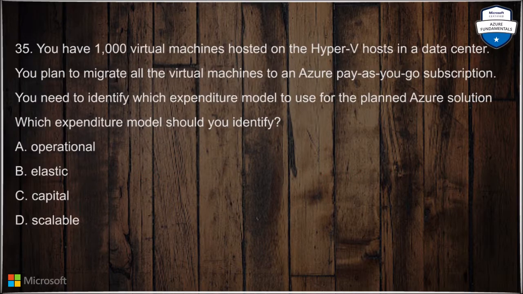You have 1,000 virtual machines hosted on the Hyper-V hosts in a data center. You plan to migrate all the virtual machines to an Azure pay-as-you-go subscription. You need to identify which expenditure model to use for the planned Azure solution. Which expenditure model should you identify?